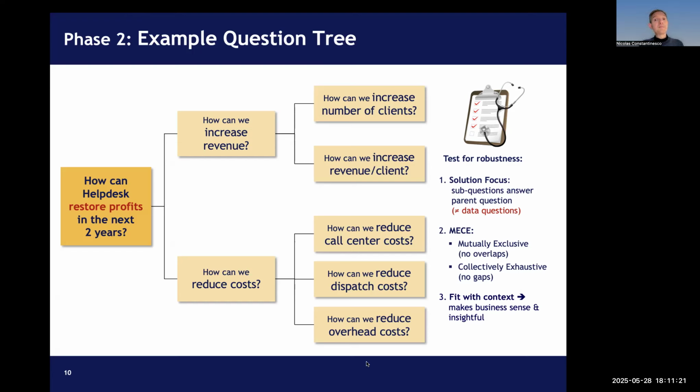Second condition, that it be MECE, in other words, cleanly organized without conceptual mix-ups, so that when we work on one part of the problem, we know that we're not working on the other, and we don't make things confusing for ourselves and for our audiences. And then, of course, it should fit with the context, because that's the way to ensure that in the end, it makes business sense to look at the problem this way.